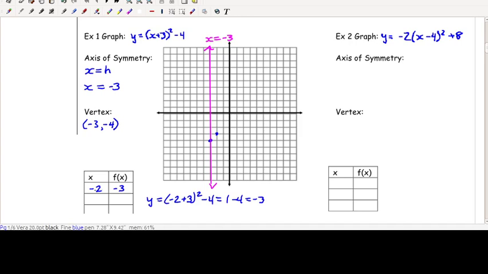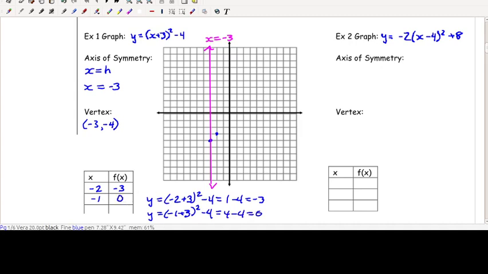Let's see what happens if I plug in a -1. So I've got y equals (-1 plus 3) squared minus 4. This is going to be -1 plus 3 is 2. 2 squared is 4. So this is 4 minus 4, which is just 0, so -1, 0.